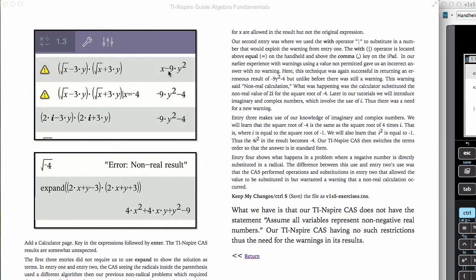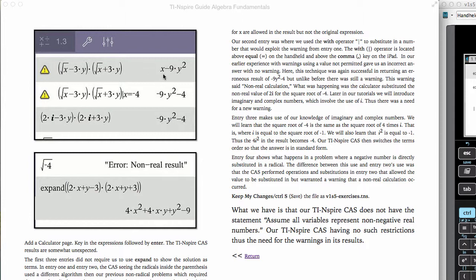But since this simplifies to this problem, when we input the -4, it inputs it into here, and we end up with this particular answer. So we have to be careful when we get warnings, because it can lead us to problems. Again, at this point, we're only talking about real numbers.